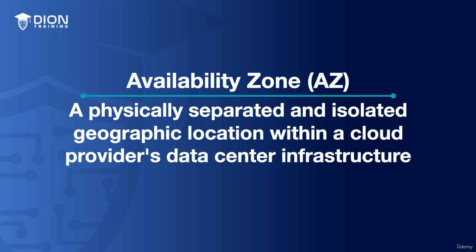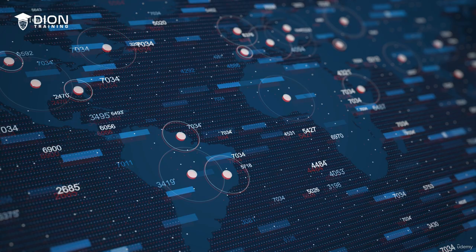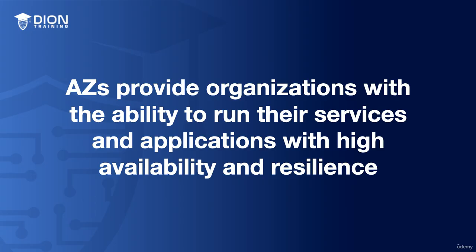For instance, if Dion Training has a database running in one availability region, it can duplicate the database to another region so that if the first region encounters a breakdown or interruption, the database can continue running from the second region. Availability zones are critical components in cloud computing, as they provide organizations with the ability to run their services and applications with high availability and resilience, even in the event of failure and disruption.